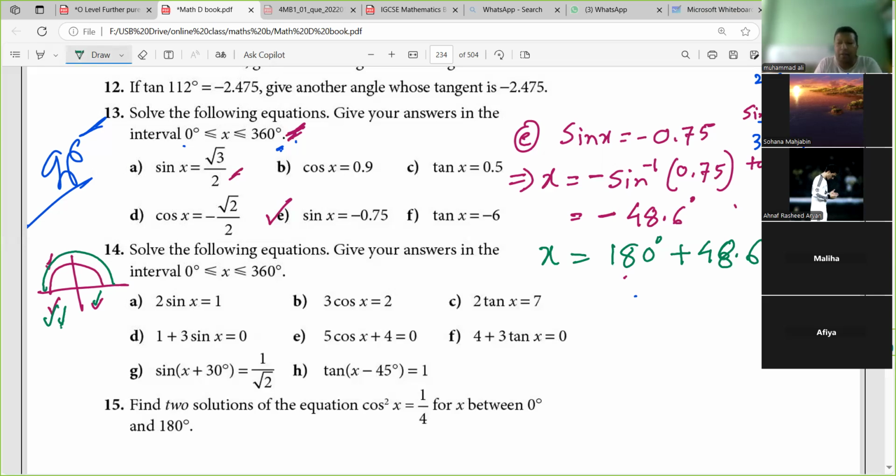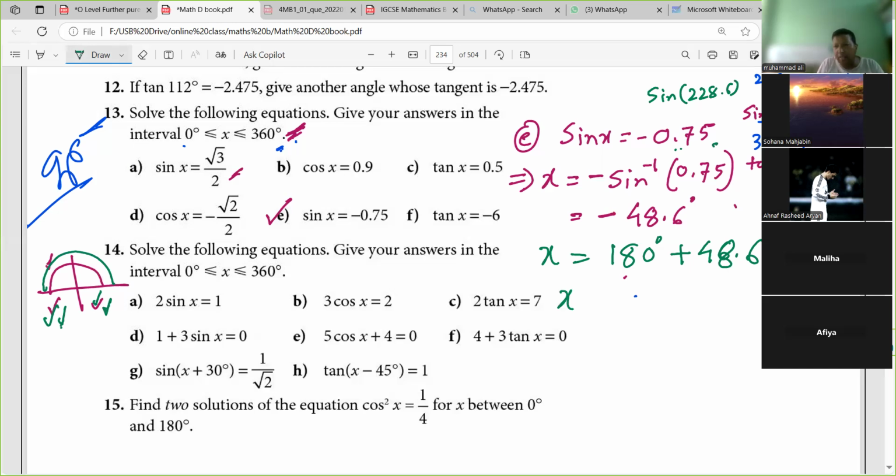You may check in your calculator, if you press sine 228.6, you see the result comes negative. The result comes exactly negative 0.75. Yes. Okay. So sine is also negative in the fourth quadrant.